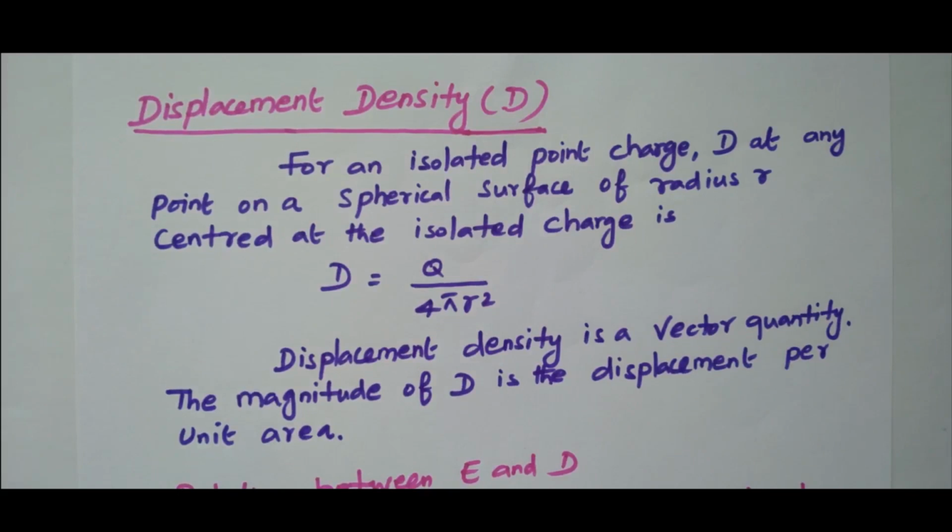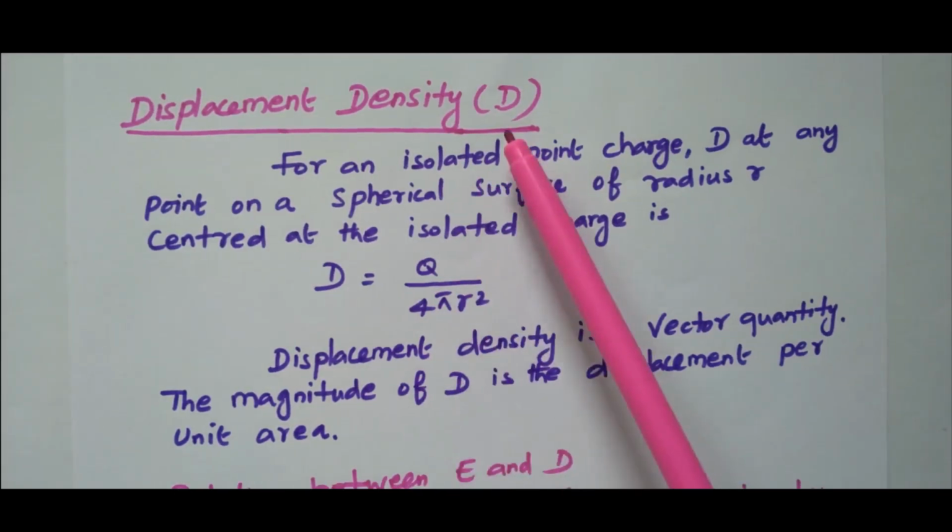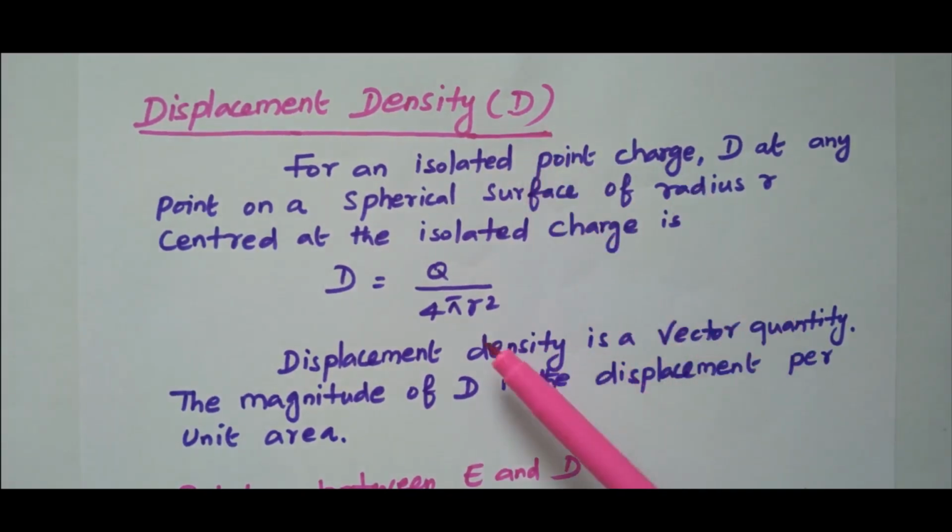Welcome viewers. In this video we'll see the displacement density followed by the Gauss law. First we'll see the displacement density. This displacement density is denoted by D. So that is nothing but q divided by 4 pi r square. What is that? This is displacement per unit area. The definition of displacement density is displacement per unit area, q divided by 4 pi r square, right? It is a vector quantity.